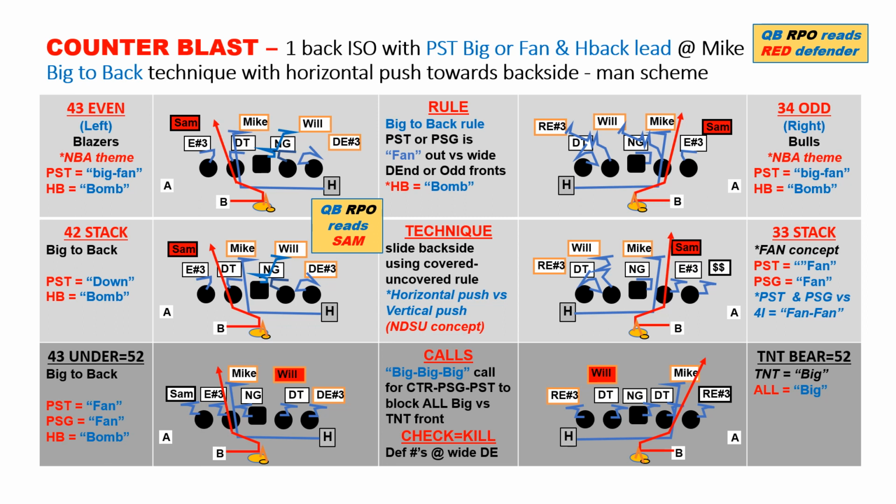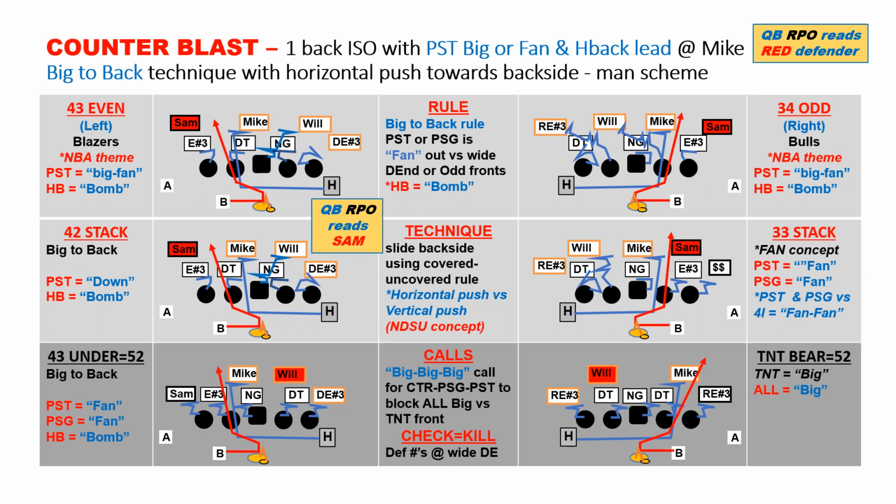Some variations to inside gap is counter blast. Real simple, we'll still use our big to back rule, but now the H-back is the puller doing the bomb block on the Mike. We'll use an NBA theme, blast, being Blazers to the left and Bulls to the right.